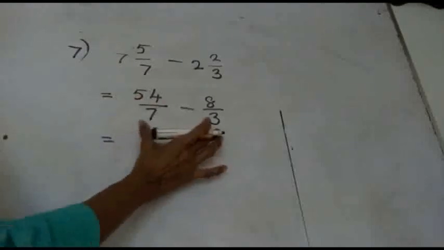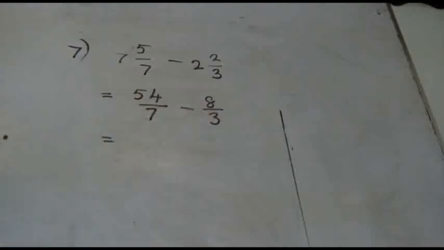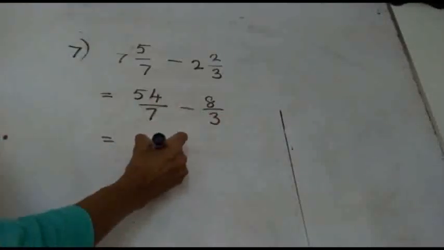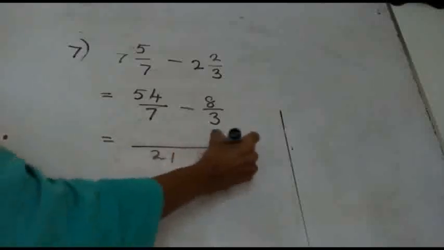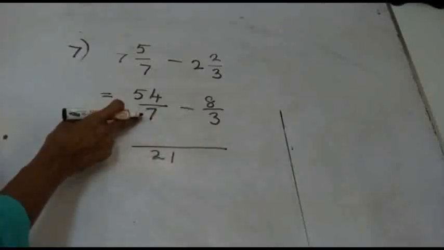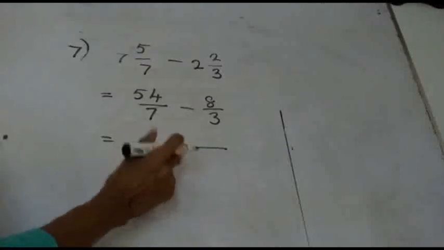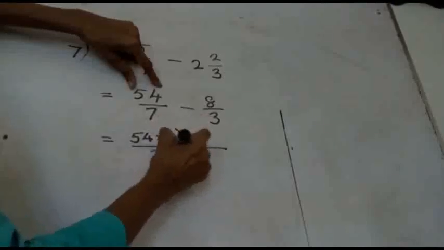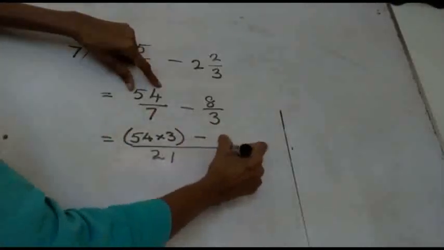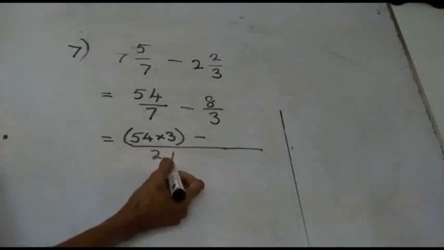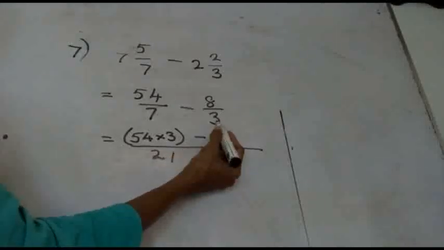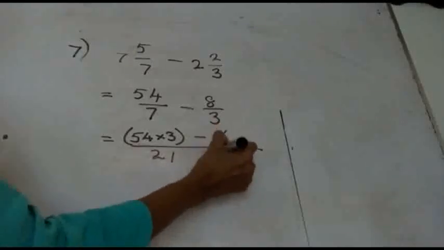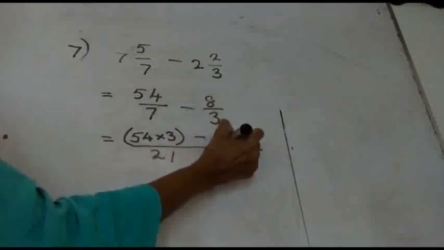Then there are no factors for 7 and 3. Then the least common multiple of 7 and 3 is 7 times 3, which is equal to 21. 21 divided by 7 is equal to 3. Then 54 multiplied by 3. Subtract. 21 divided by 3 is equal to 7. Then 7 multiplied by 8.